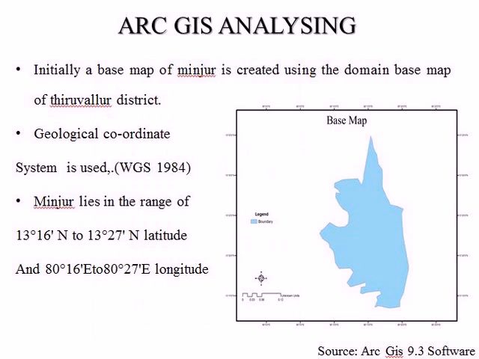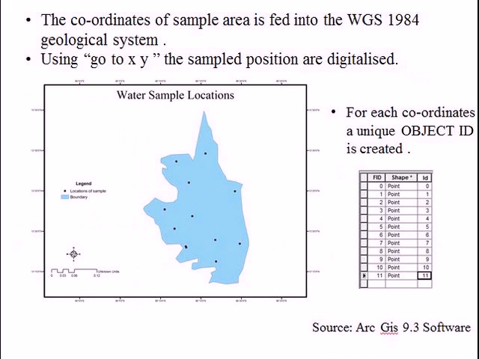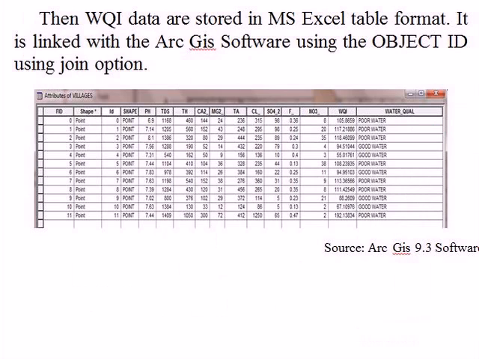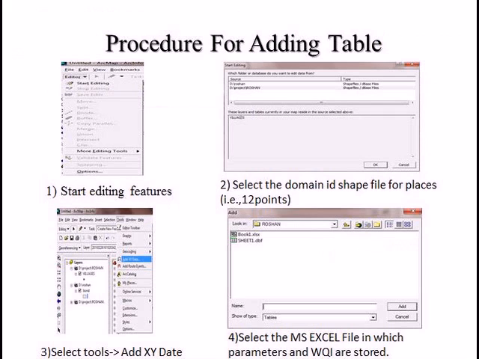The samples were collected from 12 different locations across Minjur. These were the latitude and longitude of these 12 places. The samples are analyzed for physico-chemical parameters and compared with drinking water standards as per IS code. These were the IS standard codes which I have collected using the source IS 10500.